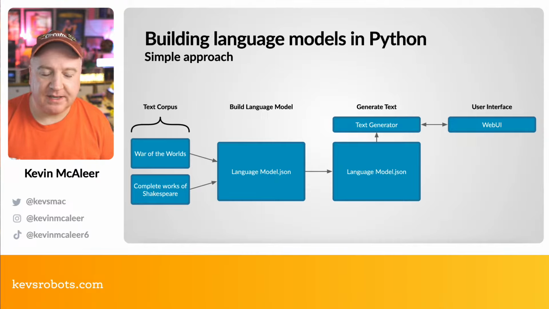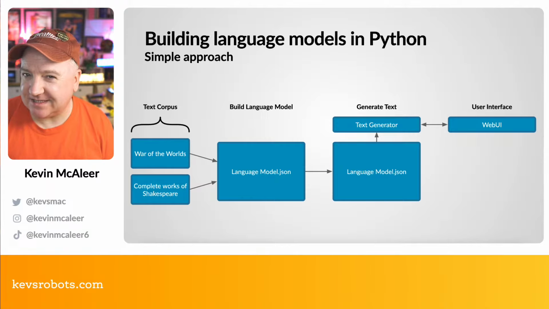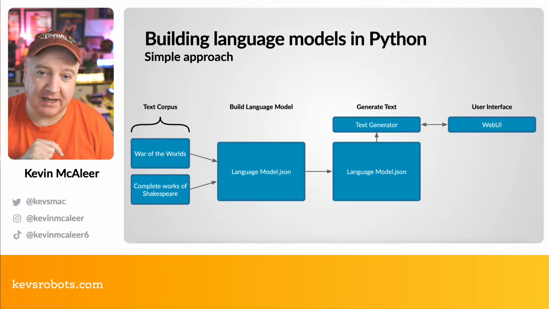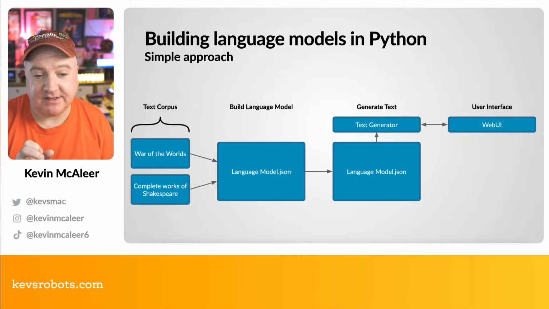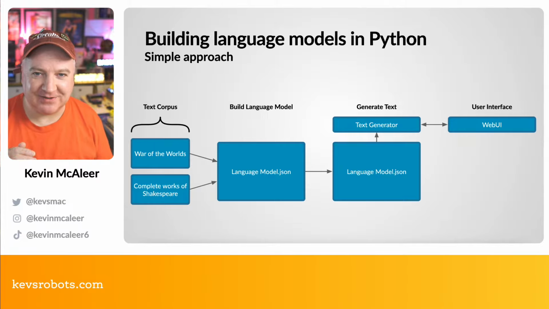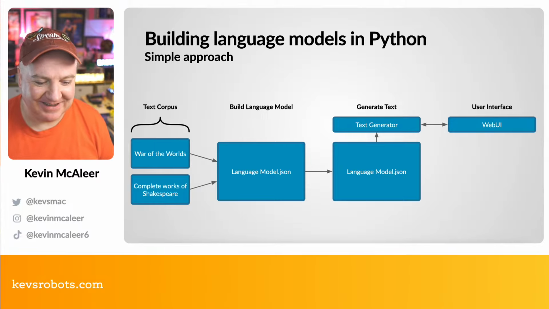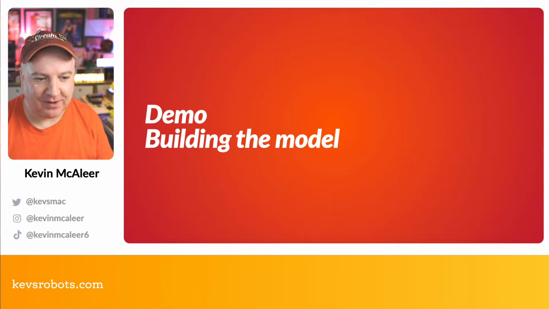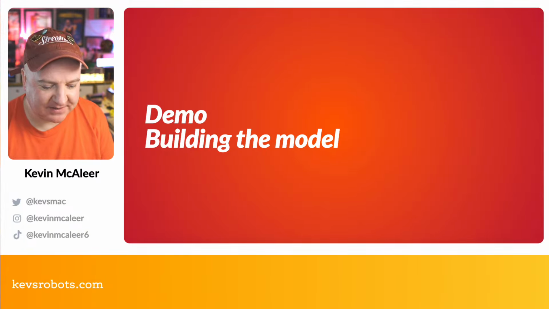We're then going to write a piece of code that will build a language model as a JSON file, just somewhere to store it. Again, this is probably not the most efficient way of storing this data, but it's the simplest, so we've gone with that. And then we're going to generate text from that language model with a little text generator piece of code. And then finally, we're going to wrap this in a little web user interface so it looks a little bit like ChatGPT. So this is our approach. So let's have a demo about how we actually build this model, shall we?